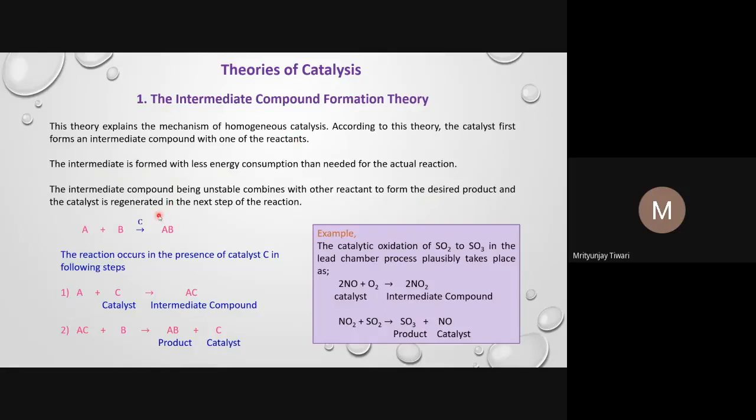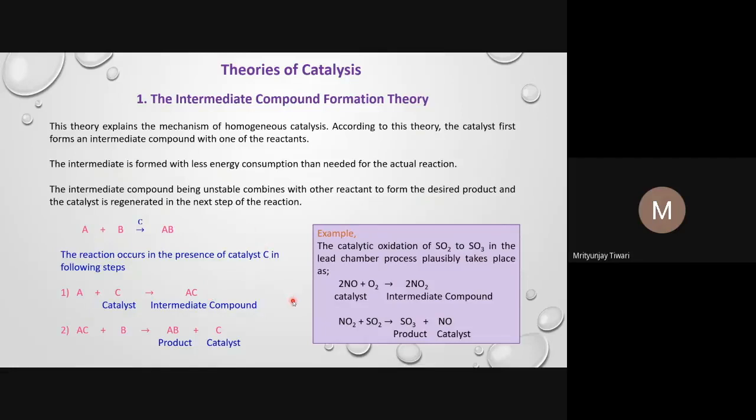If you take this example, A plus B combines to form AB. In the absence of a catalyst, this process has a very high barrier. Now if you use a catalyst, this reaction also happens, and the product is the same, AB. The reaction occurs in the presence of catalyst C in the following steps. This was a one step reaction, but now it will happen in at least two steps.